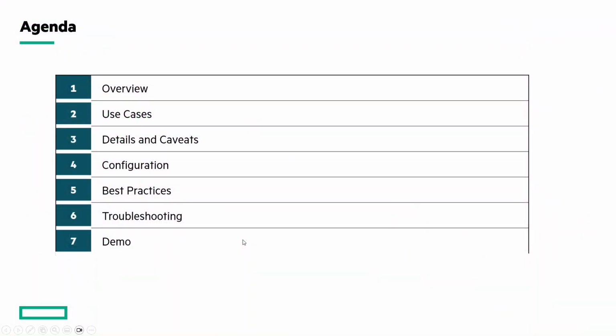So here's the usual agenda for our session. We'll look at the overview of the feature, a few important use cases, followed by details and caveats and how to configure this on the CX boxes. We will also take a look at a few best practices, troubleshooting methods, and finally a demo.